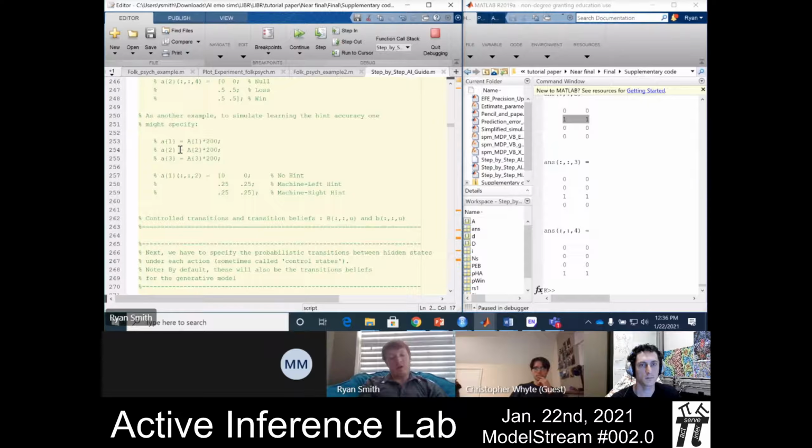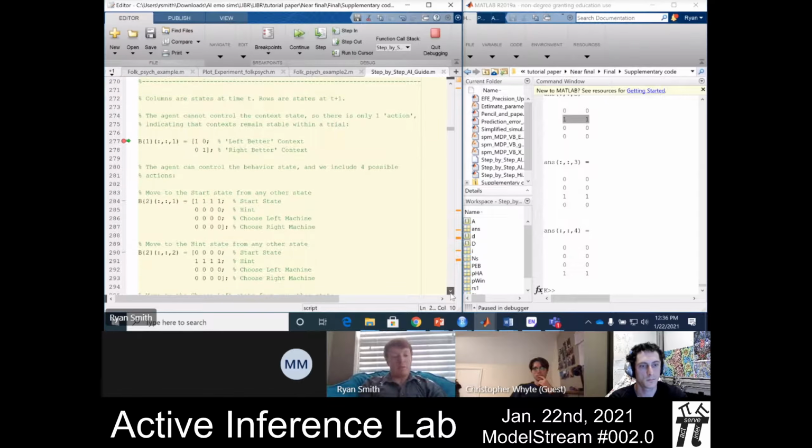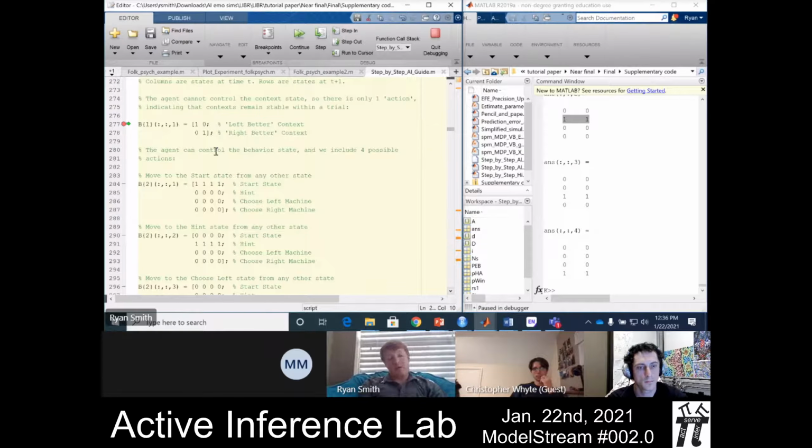And same thing, you could do the same for outcome modality 1, to have it learn the accuracy of the hint. Again, these are just commented out examples if you wanted to do that kind of thing. So now we've defined the likelihood matrix, the A matrix, like what states generate what outcomes with what probabilities. Now we're moving on into B, which are the transition probabilities.